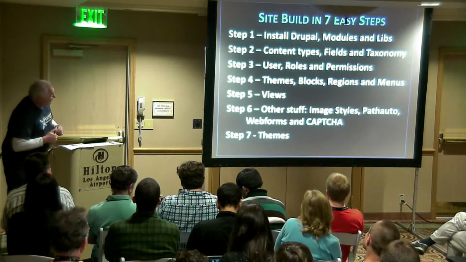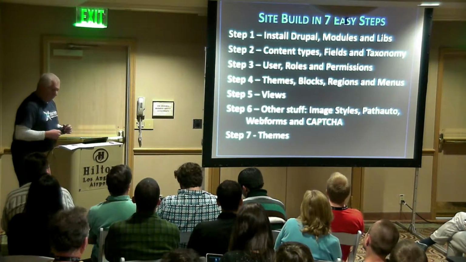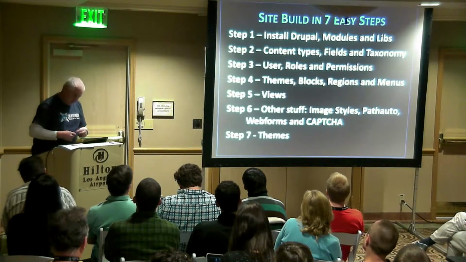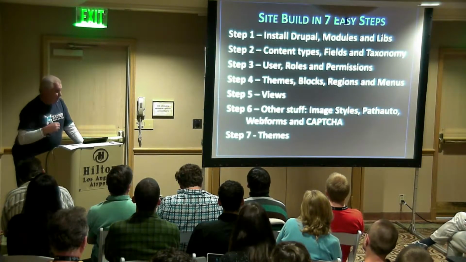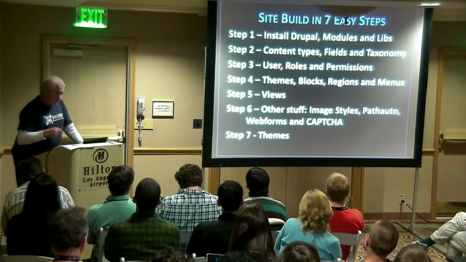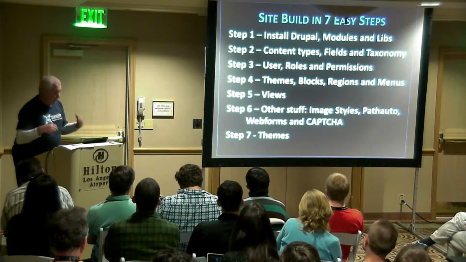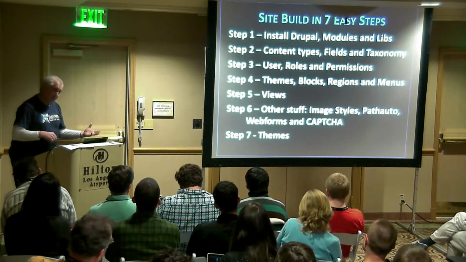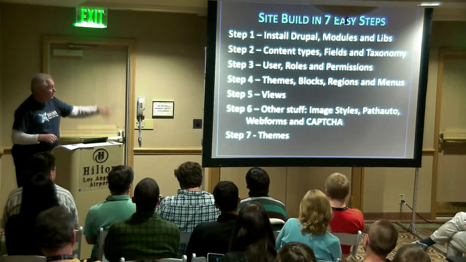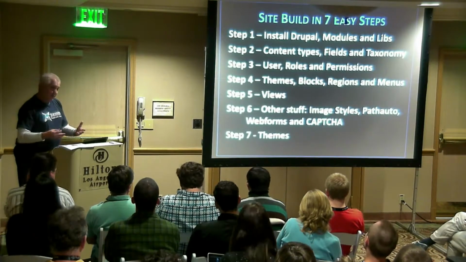So how to build a Drupal site in 7 easy steps. You want to install Drupal, its modules and libraries that you need. You want to set up your content types, fields, and taxonomy. You want to deal with user roles and permissions. You want to deal with themes, blocks, regions, and menus. You want to do views. We'll talk about that. And then there's a bunch of other stuff you set up, and then you want to theme it. So in my mind, these are the quick steps you want to run through to build a website.